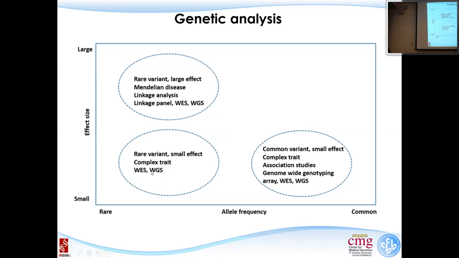This part is missing because you barely see any common disease with a large effect. They don't exist, due to selection pressure: if there's any large effect, those people will die earlier and cannot pass those disease alleles or mutations to their offspring.